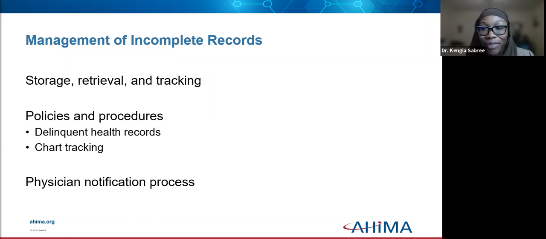So what's a timely manner? Well, the clock begins running when the patient is discharged, when they die, or when treatment is terminated. Healthcare facility policies and medical record bylaws must define when incomplete or deficient records become delinquent. Typically, it's 30 days, but check with your facility.